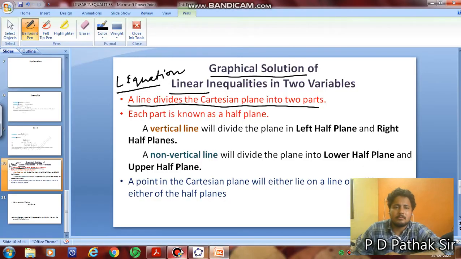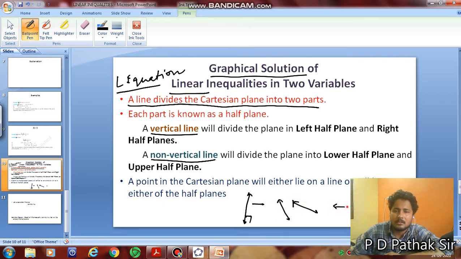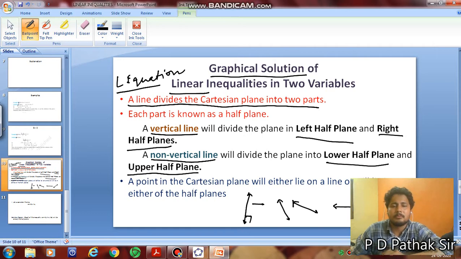Now there are two types of line. One is the vertical line and second is non-vertical line. What is vertical line? Vertical line means a line which is perpendicular to earth. And what is non-vertical line? Which is not vertical, means this line, this line, this line. These all lines are the examples of non-vertical line. Now a vertical line will divide the plane in left half plane and right half plane, and a non-vertical line will divide the plane into lower half plane and upper half plane. Now this is the first concept which you have to know.